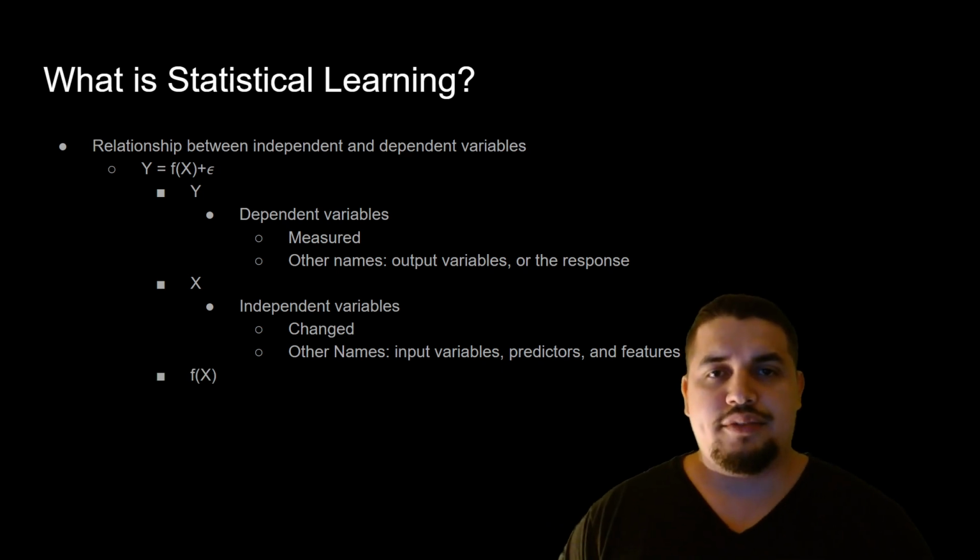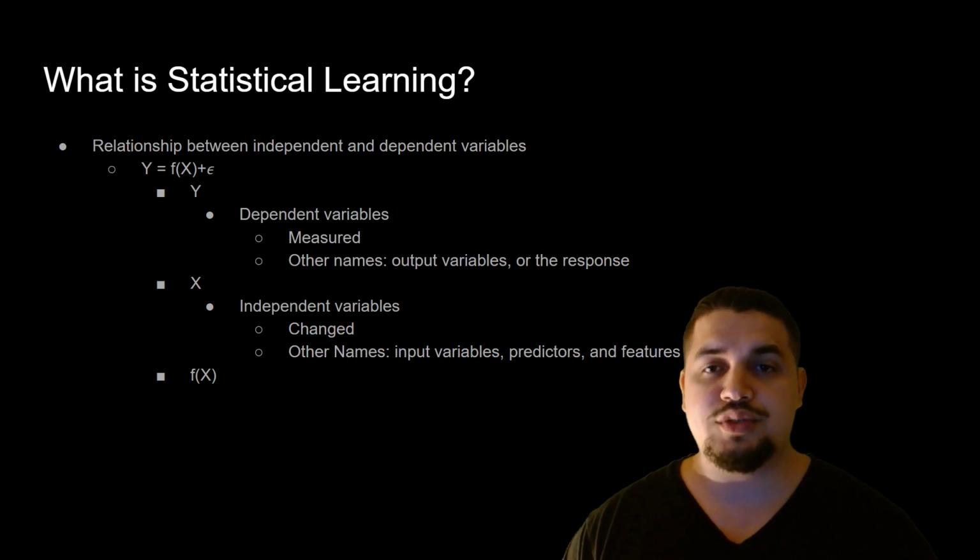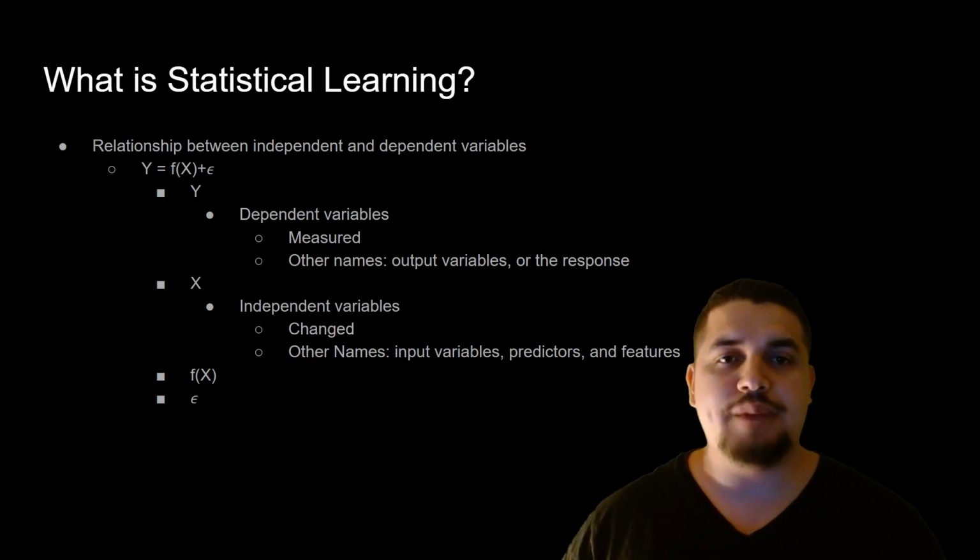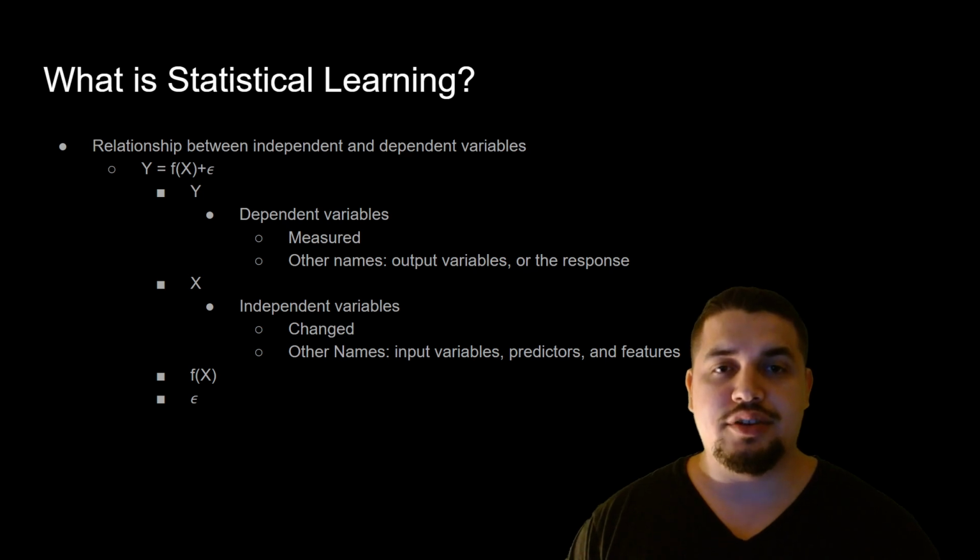The function f represents the systematic information that x provides about y. The function f may involve many input variables. The function f models the expected value of y based on x. This reflects the complexity of the models used in data analysis. Epsilon is a random error term in statistical models. The error term captures the data's variability not explained by the model. It is independent of x and assumed to have a mean of 0, often following a normal distribution.